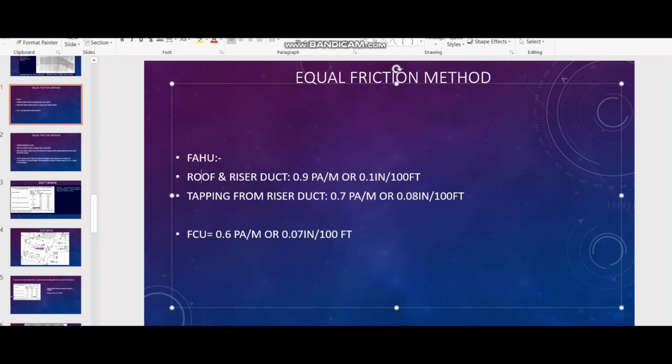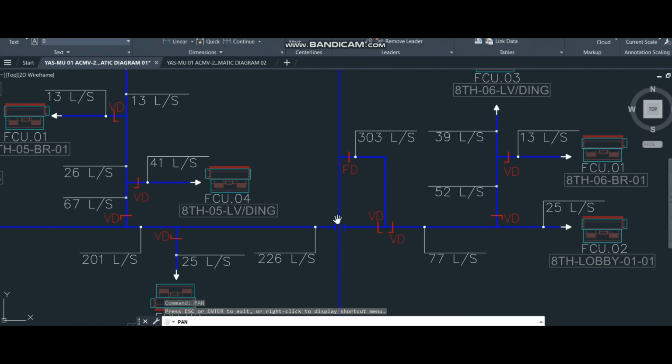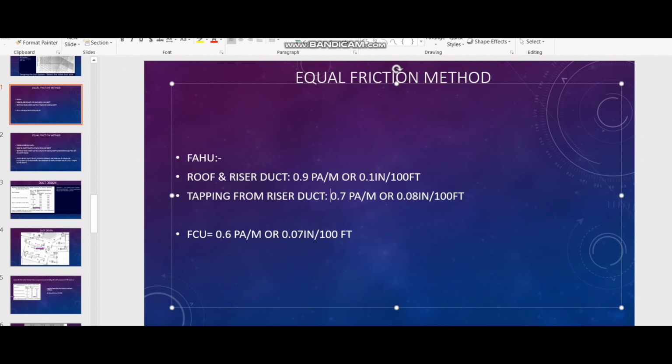So first the roof and riser duct, 0.9 Pascal or 0.1 inch per 100 feet, and tapping from riser duct. Tapping from riser duct means which is falling inside the room, supplying inside the room. You can see here this duct is supplying inside the room now, this one. So for this one I have to follow the value 0.7 Pascal per meter or 0.08 inch per 100 feet. So let's see the design first.